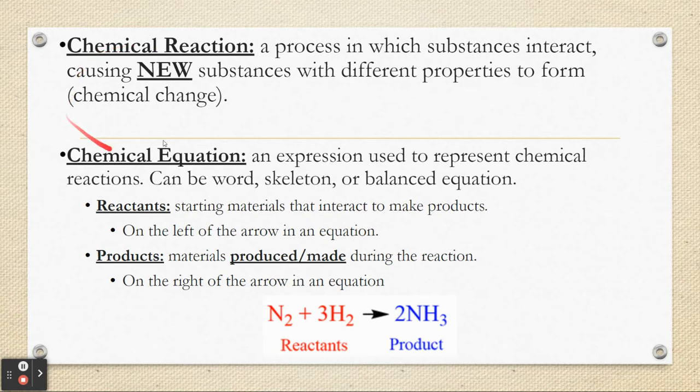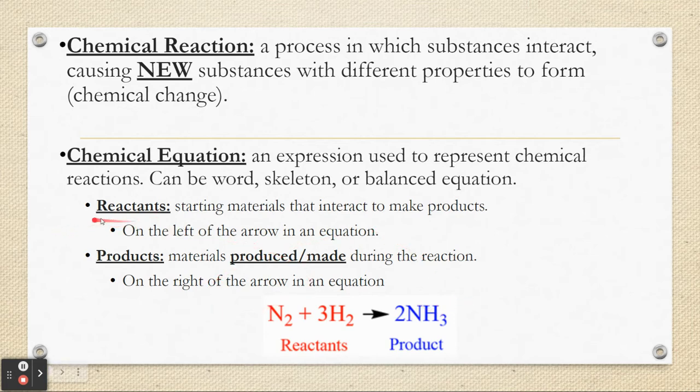And to represent a chemical reaction, rather than write a big paragraph or a big essay about it, we write a chemical equation. So it's a nice way to represent what's happening during a chemical reaction. And there's three main types. You can have the word, skeleton, and balanced. So here we have an example of a chemical equation that represents a chemical reaction. In this reaction, we have these two substances here interacting to form a new substance over here with a new chemical identity. We had N2 and H2, and they became NH3.